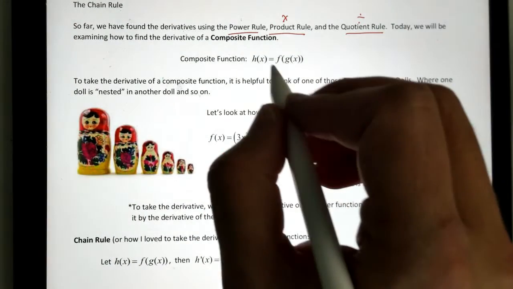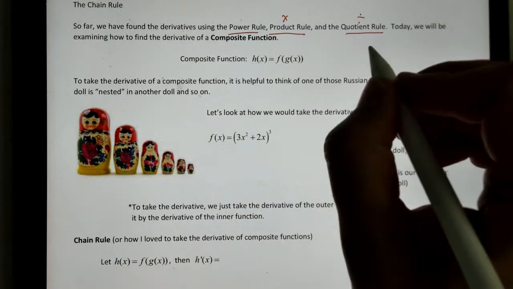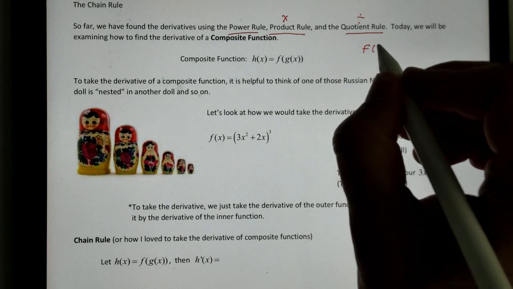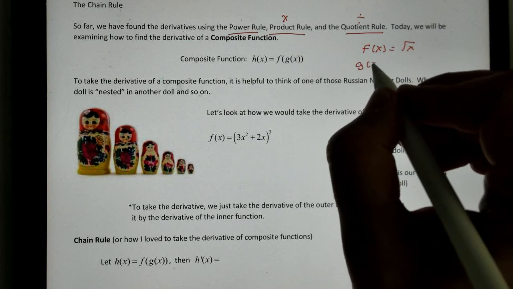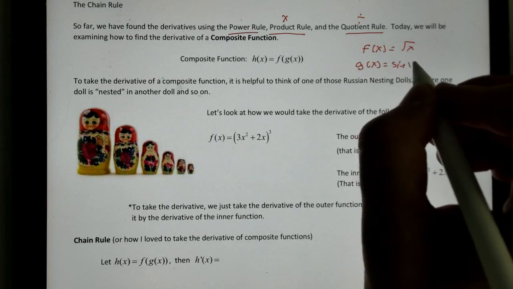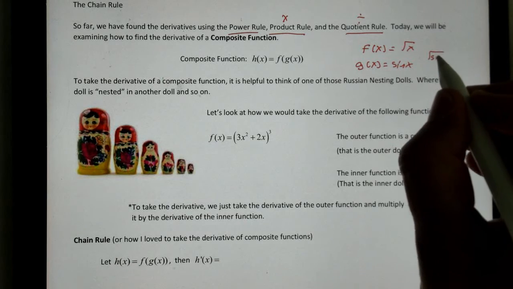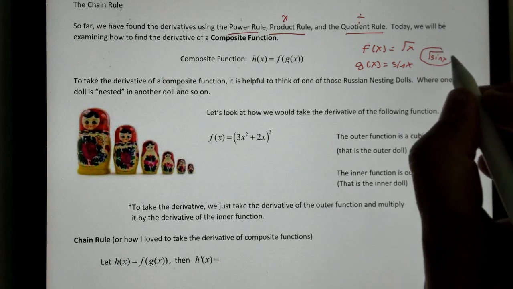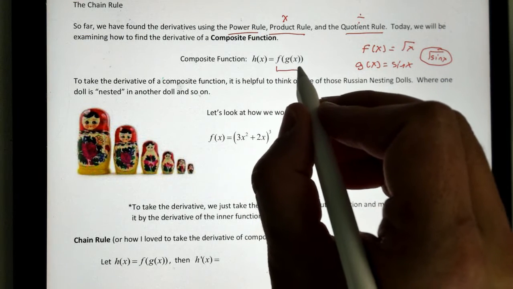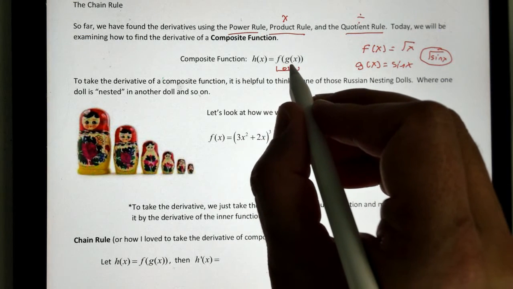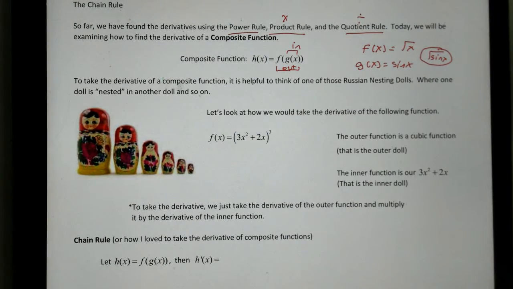A composite function comes from Algebra 1. It's where we stick one function inside of another. For example, if I said let's let f of x equal the square root of x, and g of x equals the sine of x, I can write the composite f of g of x as the square root of sine of x. So in this one, we're going to have an outside function that we call f, and an inside function which we call g of x.